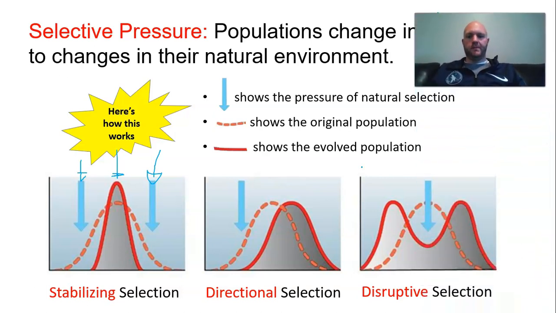It'll move me up there. If, let's say, something happened, and being the dark colored starfish meant you could blend in with your background more, the population would start to evolve to look darker. That's called directional selection.